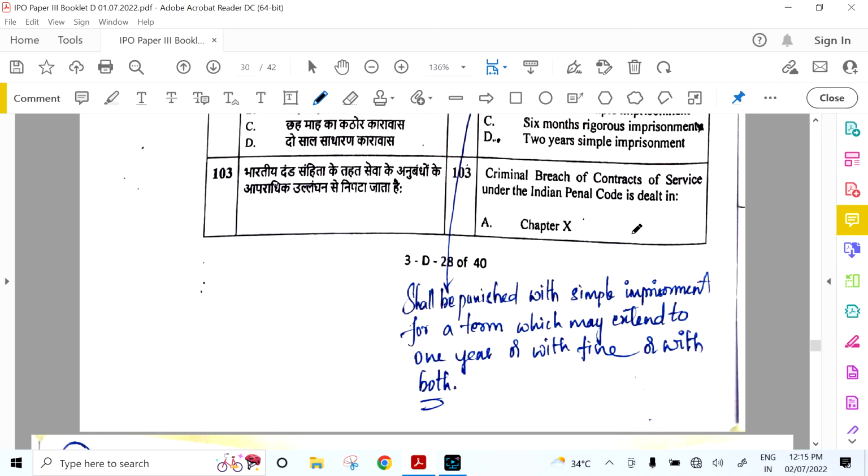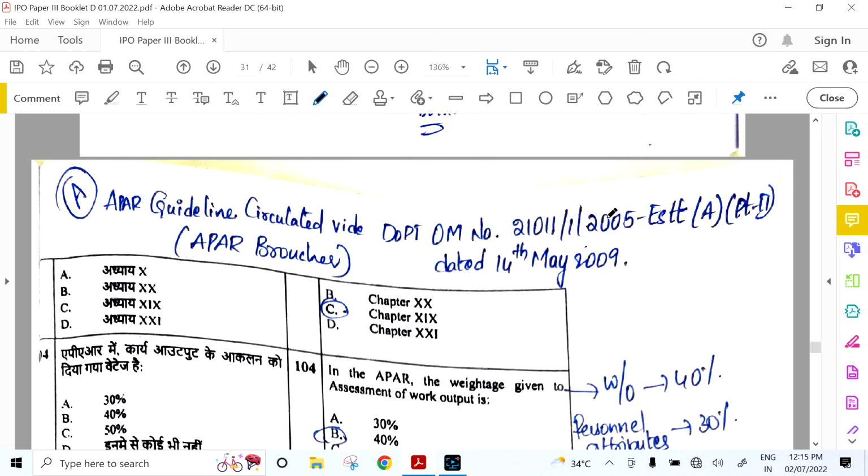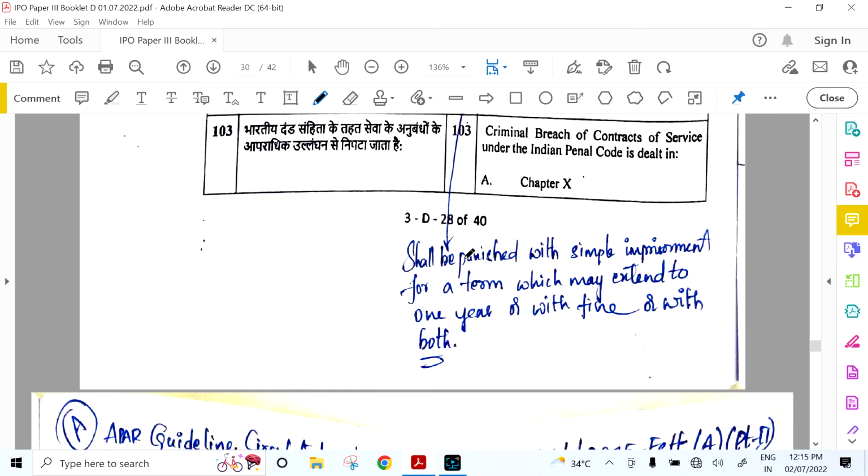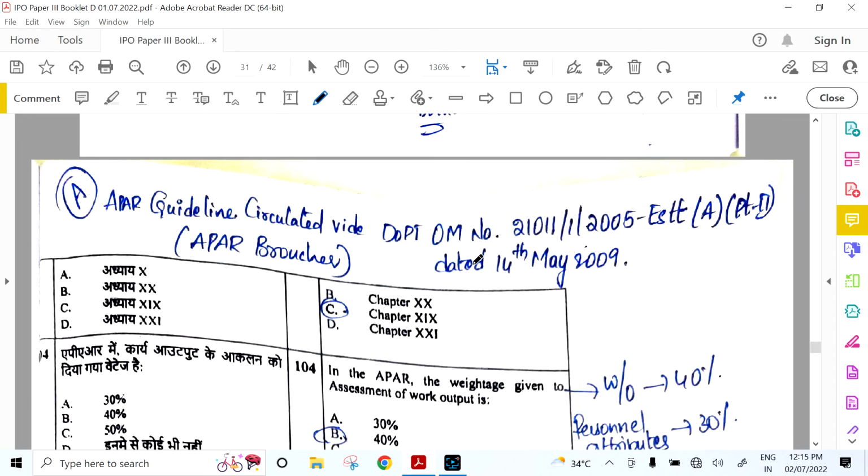Criminal breach of contracts of service under Indian Penal Code is dealt in chapter 19.